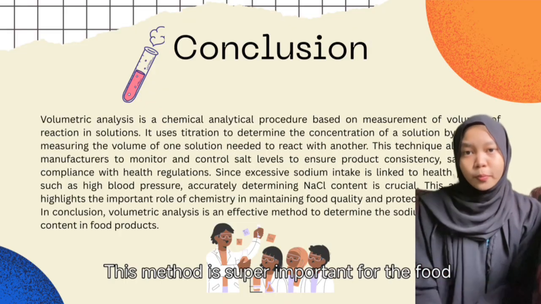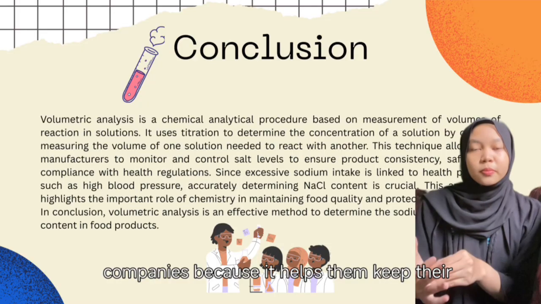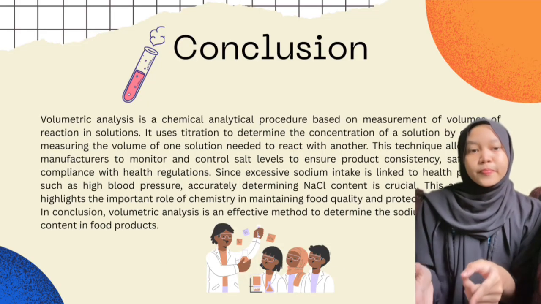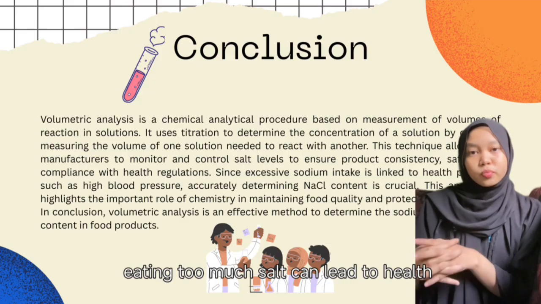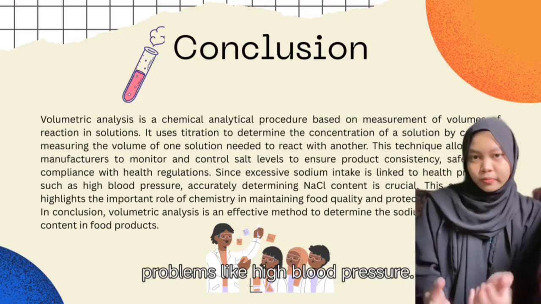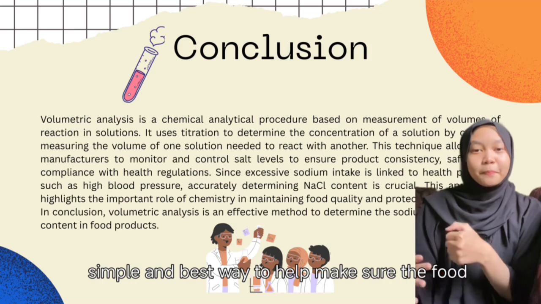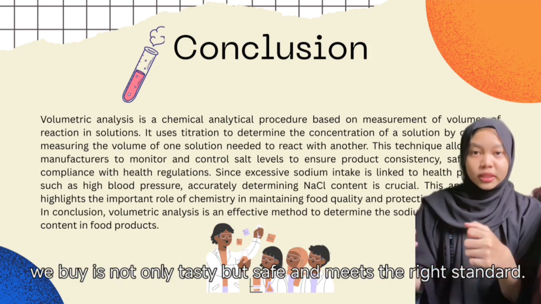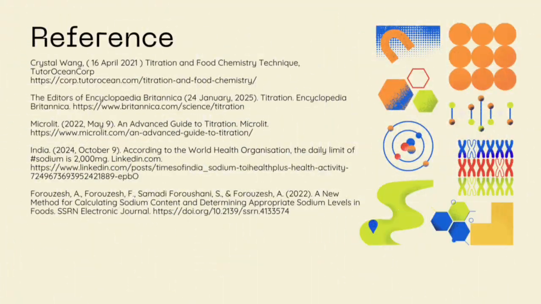This method is super important for food companies because it helps them keep their product consistent and safe to eat. It also makes sure they follow health rules because eating too much salt can lead to health problems like high blood pressure. So in conclusion, volumetric analysis is a simple and the best way to help make sure the food we buy is not only tasty but safe and meets the right standard.